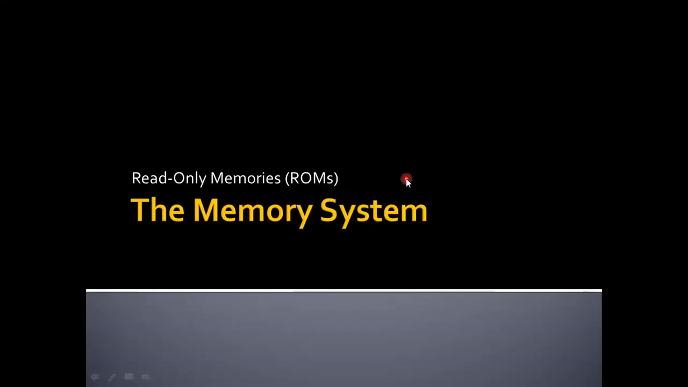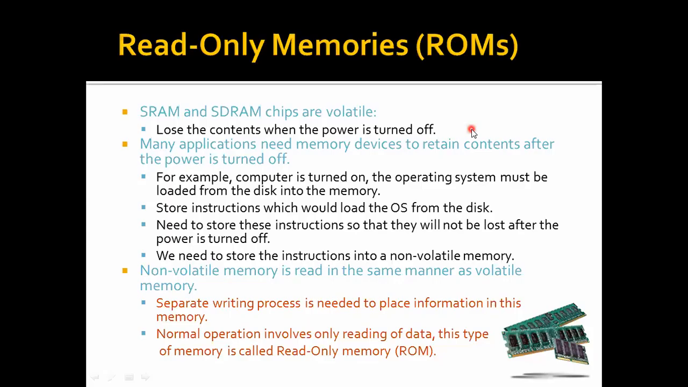Next, ROM, read-only memory. Read-only memory is non-volatile memory. This is permanent memory, meaning whenever the power is switched off, the data will still be stored. Here we have the types. Here we learn the ROM cell. What is the structure of each cell?